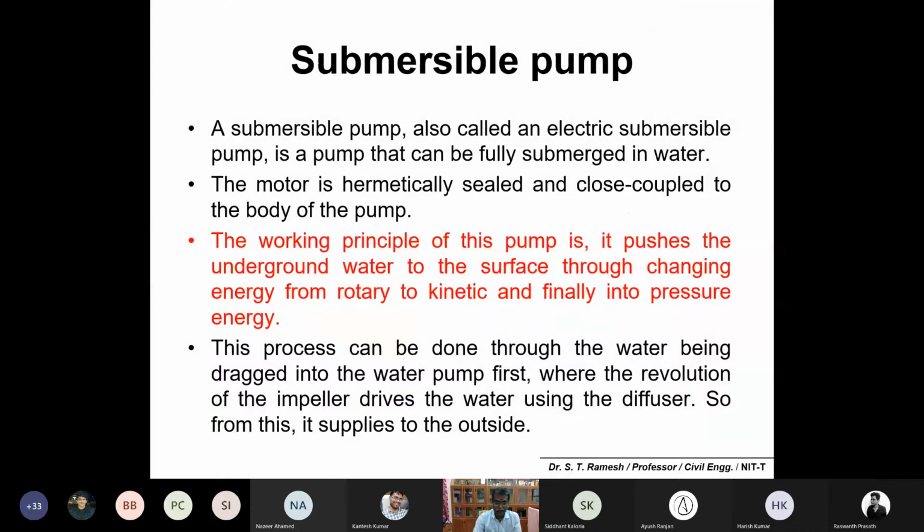Okay, and submersible. Most of you have come across this term, submersible pump. So it is inside the water, and this is also called an electric submersible pump, and it is completely submerged in water, so below the water. Then the motor is sealed and close coupled to the body of the pump. The working principle is very simple, something similar to a centrifugal pump. It pushes the underground water to the surface by changing the rotary energy to kinetic and finally into pressure energy. That is important. Just remember what we have discussed in the centrifugal pump.